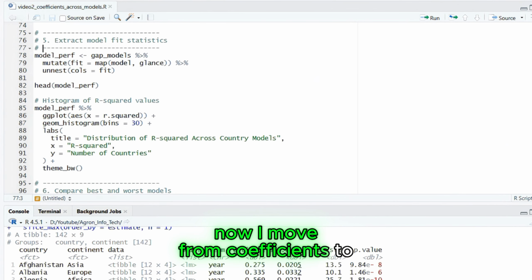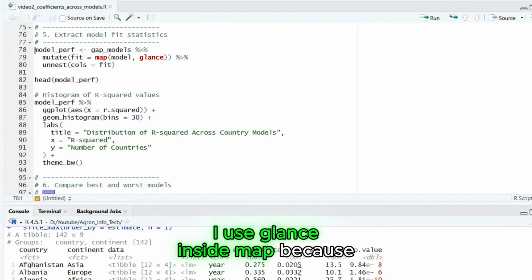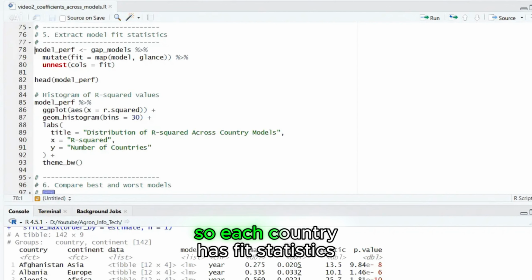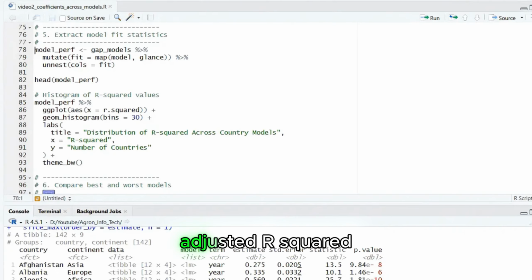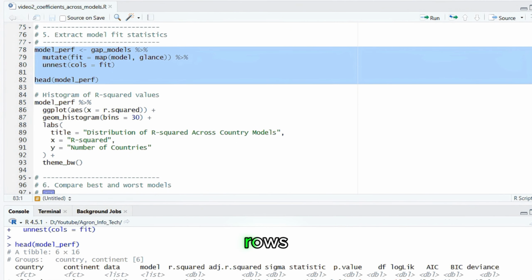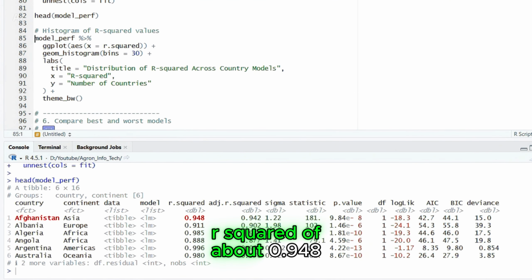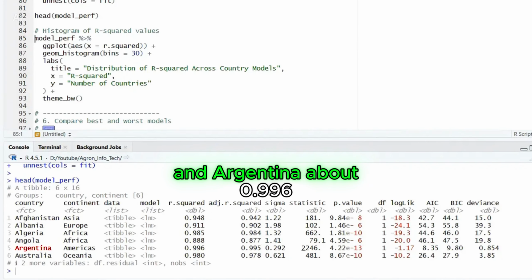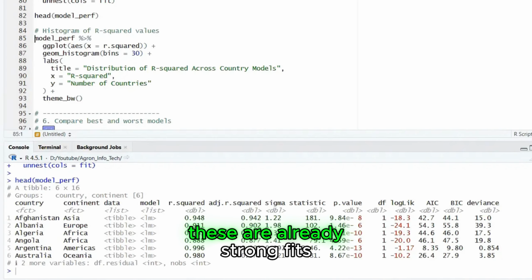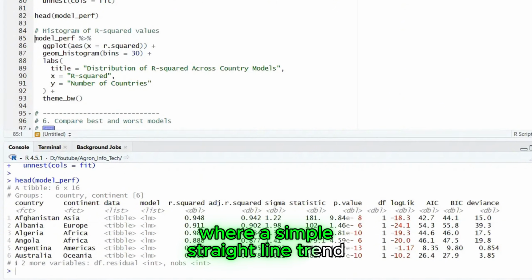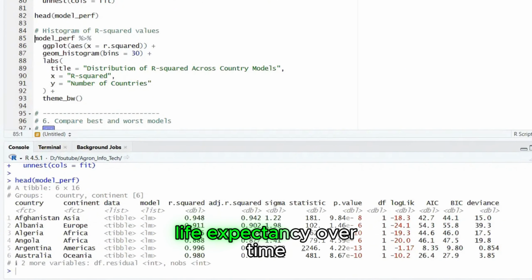Now I move from coefficients to model fit. I use glance inside map because glance returns one row model summaries. Then I unnest those results, so each country has fit statistics like R², adjusted R², sigma, and AIC in a tidy table. When I print the first few rows, I see that Afghanistan has an R² of about 0.948, Albania about 0.911, Algeria about 0.985, and Argentina about 0.996. These are already strong fits, especially for Algeria and Argentina, where a simple straight-line trend captures most of the variation in life expectancy over time.